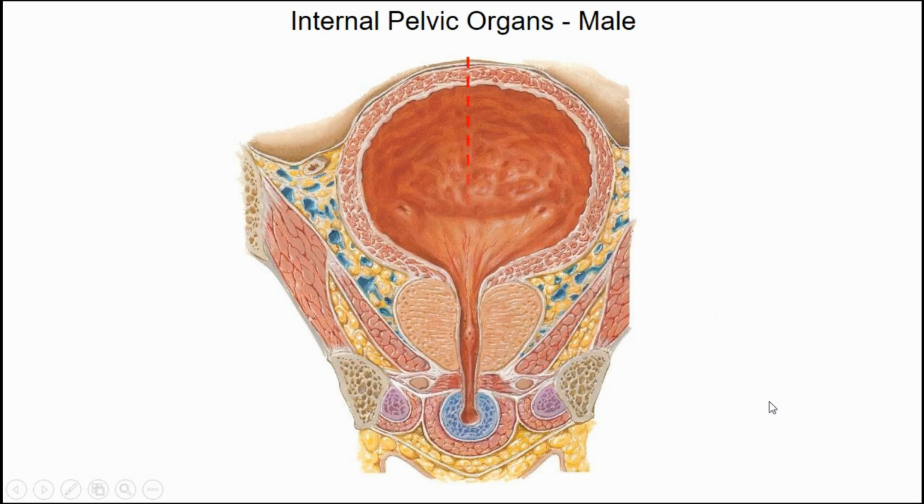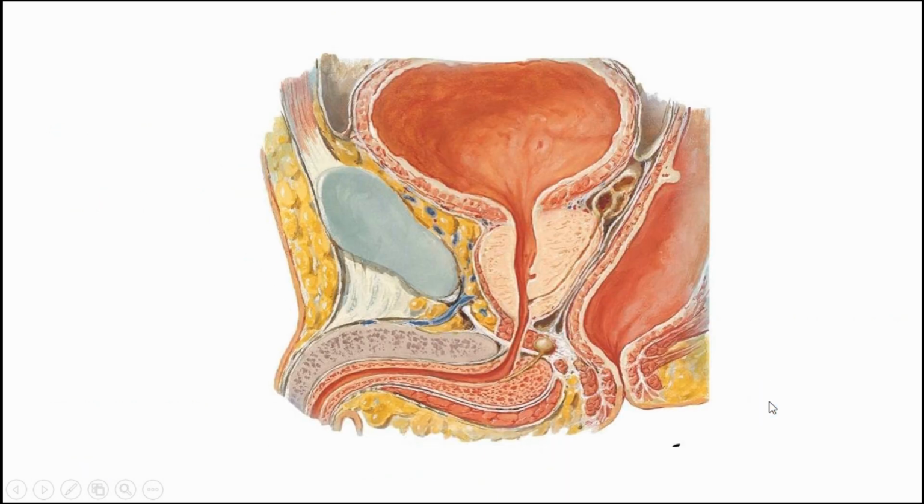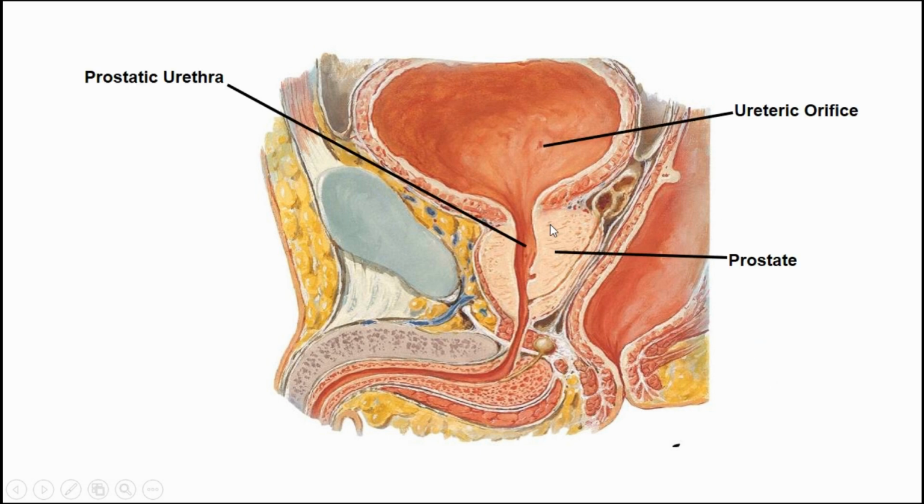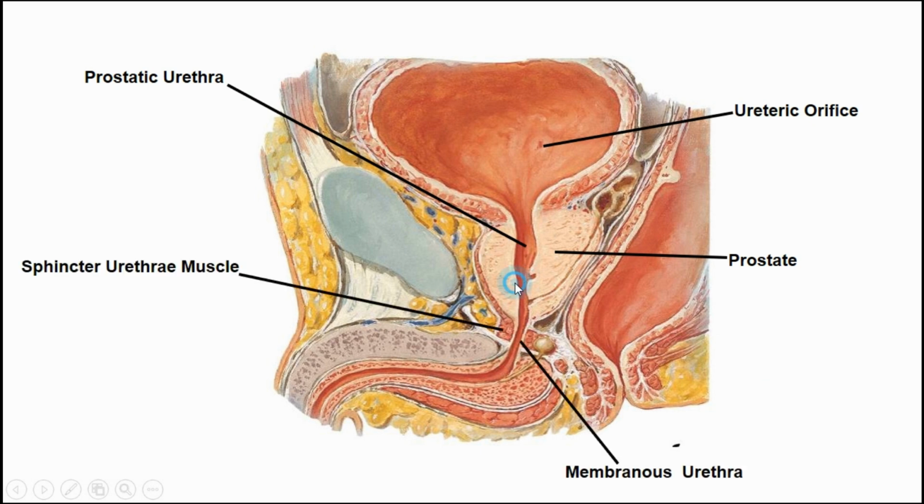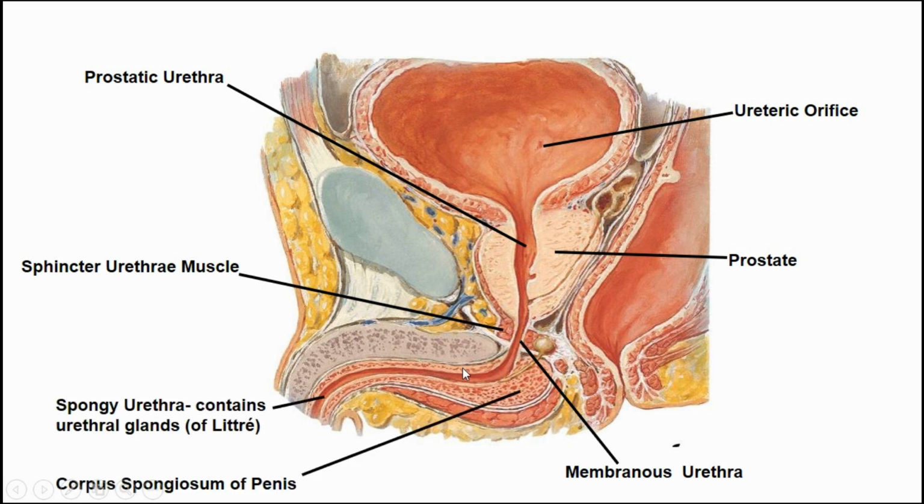Let's do a quick view of the same stuff from a sagittal plane, and once again, ureteric orifices there. Now we've got that prostate, very visible, prostatic urethra traveling through it, and there's once again the membranous urethra transversing the sphincter urethrae muscle, leading to the corpus spongiosum and the spongy urethra within it. There are multiple little glands emptying into here, the glands of Littré, in addition to the larger bulbourethral gland a little more proximally.